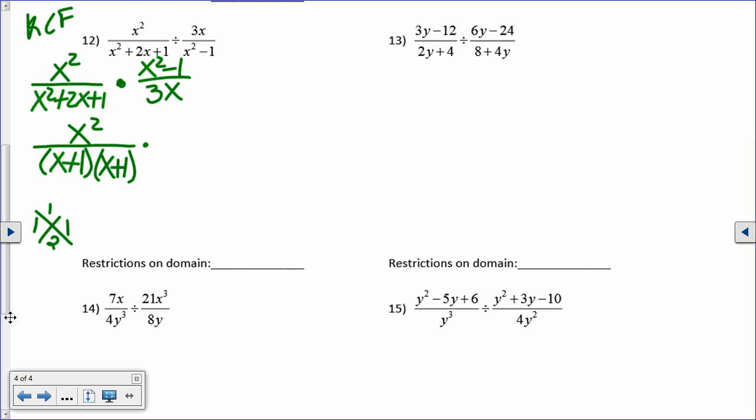Okay, so it's x plus 1, x plus 1. Right? Can I factor x squared minus 1, the top of the next fraction? How would I do that? X plus 1, x minus 1, because 1 is a perfect square.